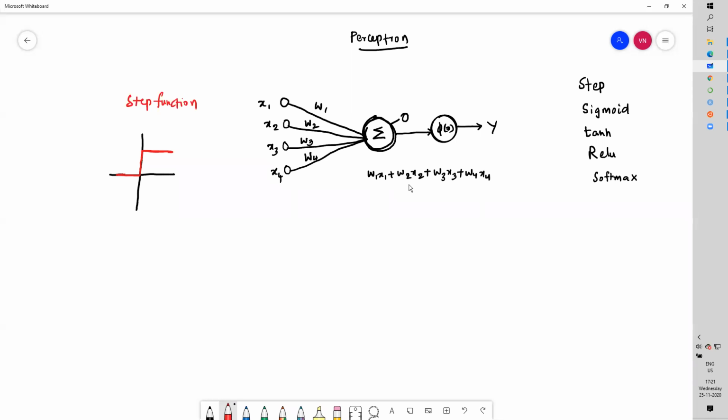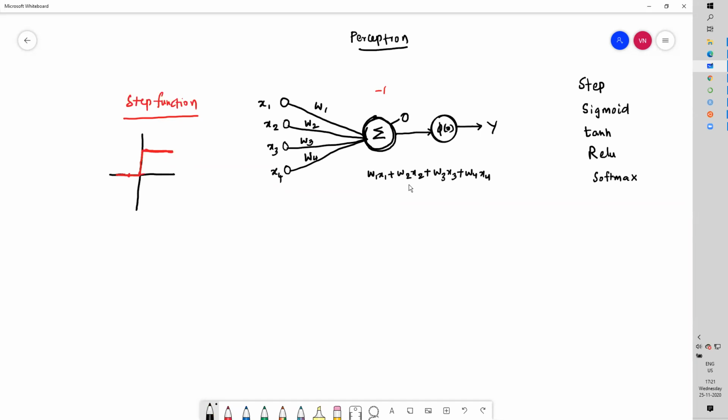For example, if the summation of these weights is, let's say, -1. So this is -1. When the input to the activation function is -1, what is the output? Output is going to be 0. When input is 0, then the output becomes 1. When the input is anything above 0, then the output is always going to be 1. So that's the step activation function.